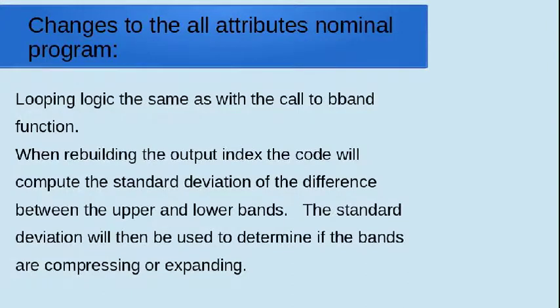So the looping logic will remain the same, as will the call to the Bollinger Band function itself. When rebuilding the output index, though, the code will now compute the standard deviation by passing the difference of each upper and lower value to the standard deviation function. You'll see that in the code.